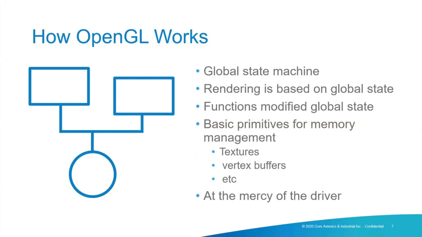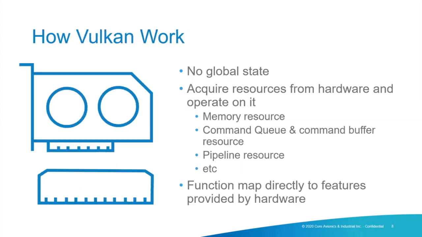And so the functions OpenGL provides are memory management functions, global state modifying functions, and then the drawing operations. Now, if we oppose this to Vulkan, there is no global state in Vulkan. The way the driver functions is that you acquire resources from the hardware and then you operate on them. So you ask the hardware for some kind of resource. This could be a memory resource, a command queue or a command buffer, a pipeline resource, and then that holds the state of the drawing operation you want to perform.